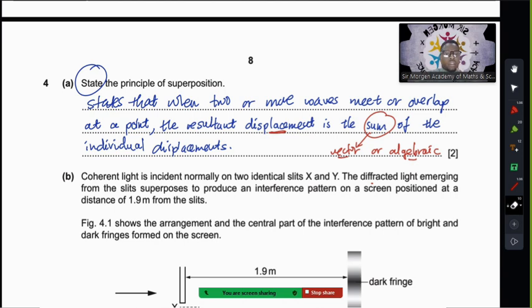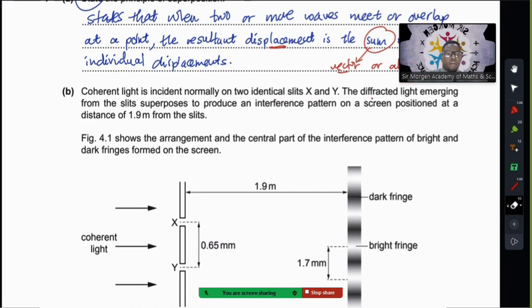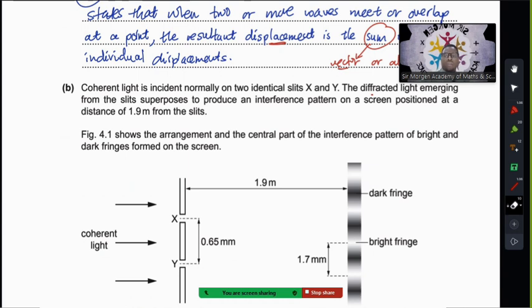Now let's move on to the second part. Coherent light is incident normally. I'm sure you're familiar with the term coherent. This question is mainly on interference. Remember, we have two types of interference, destructive and constructive interference. And the term coherent means a constant phase difference and the same frequency. For us to have a proper interference pattern, we must have coherent light sources, or coherent sources of the waves.